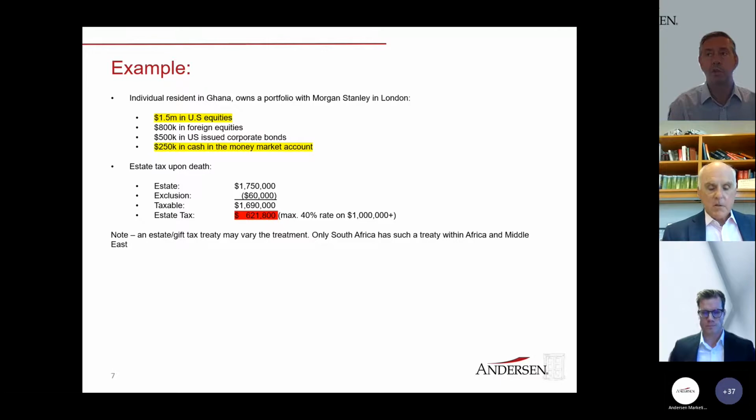Now, as we'll go through, this is something you really shouldn't have to pay if you plan correctly, but it's very common that this occurs. And treaties can have an impact on this. For today's presentation, in terms of the geography, there are very few treaties that actually exist on the estate and gift tax side. The US has a very wide network of treaties on the income tax side, but on estate and gift treaties, there's only about 15 that apply. And there's only one with South Africa in generally the Middle East and African markets.